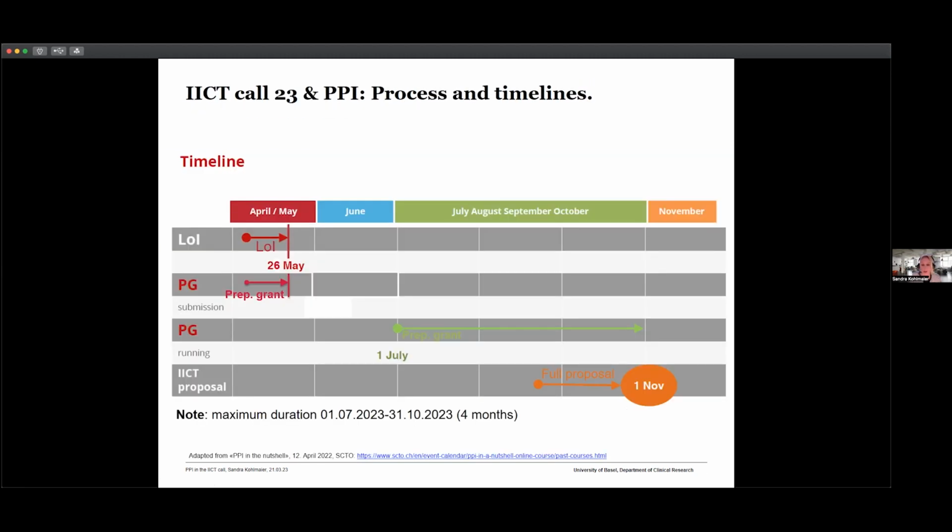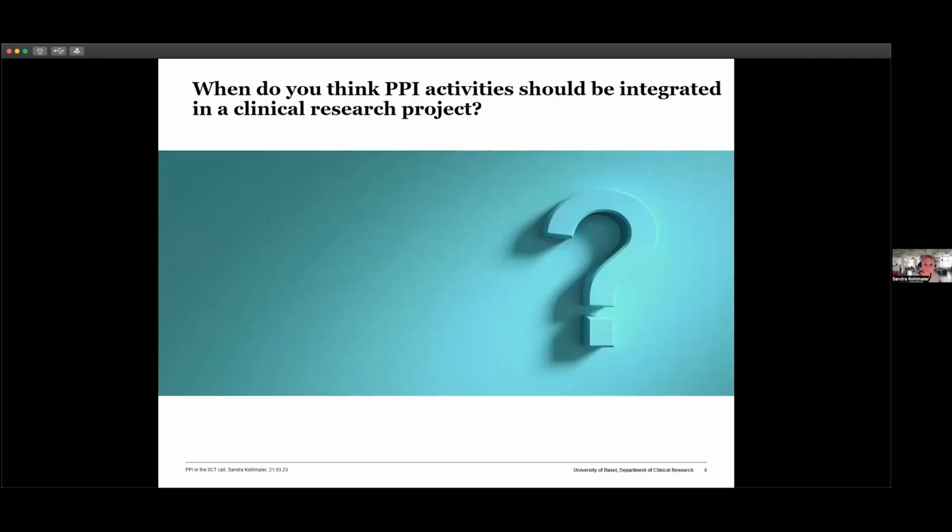Now you might also ask, what about the PPI activities which are later in my proposal, so for the whole trial? I will come back to this as well. Of course, you can also put this budget into the proposal, but I will come back to this later.